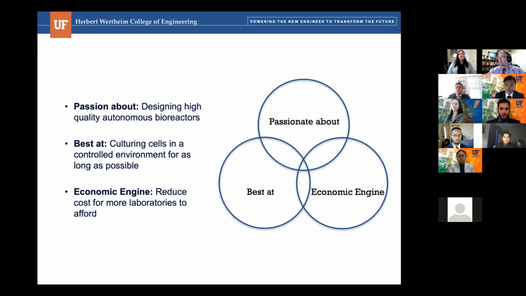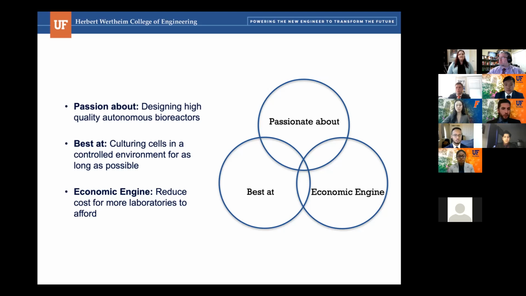The main concept that drives it is our economic engine. We wanted this to be super cheap so that many laboratories could afford it. And mainly, we wanted to be under the $10,000 budget provided to us. We were also very passionate about having high quality equipment. Getting sent home from labs was very interesting for all of us, and we realized the importance of having high quality equipment. And so we became very passionate about that.